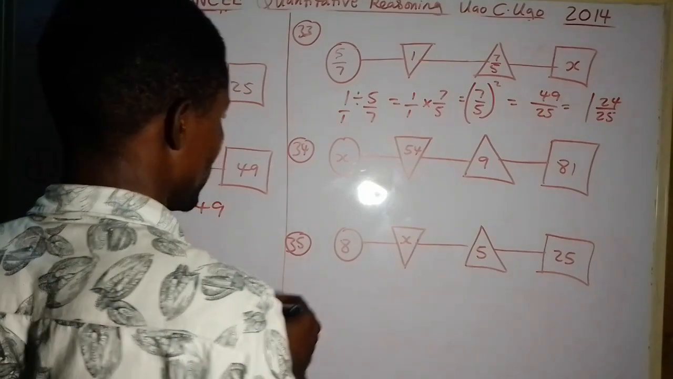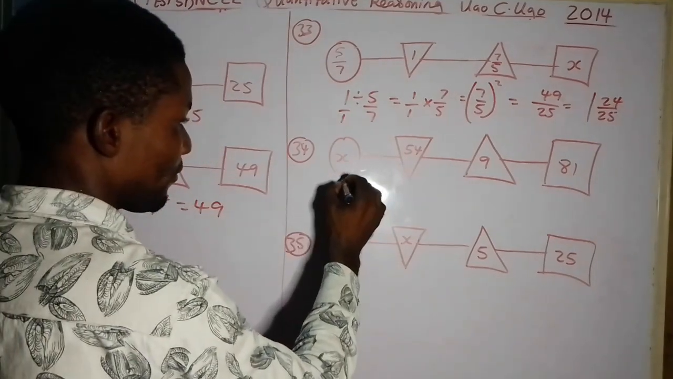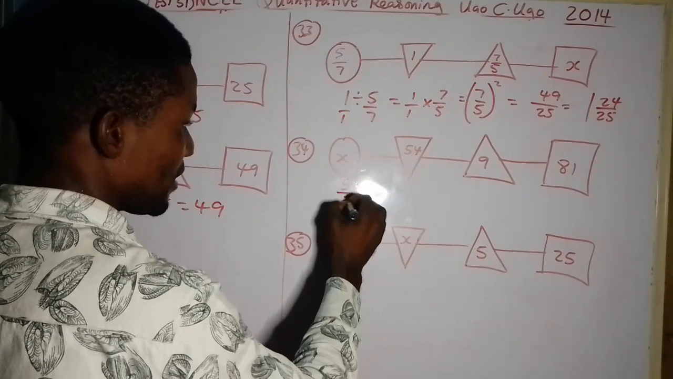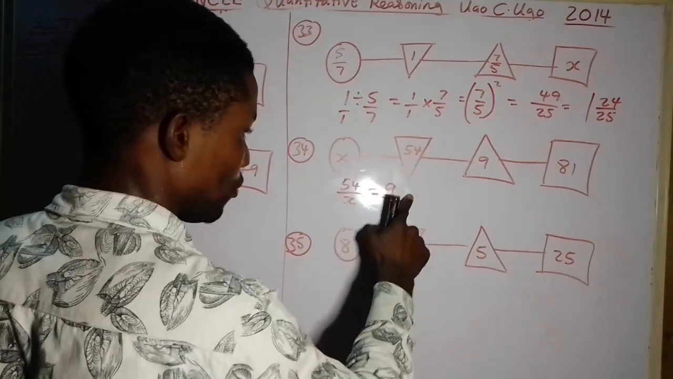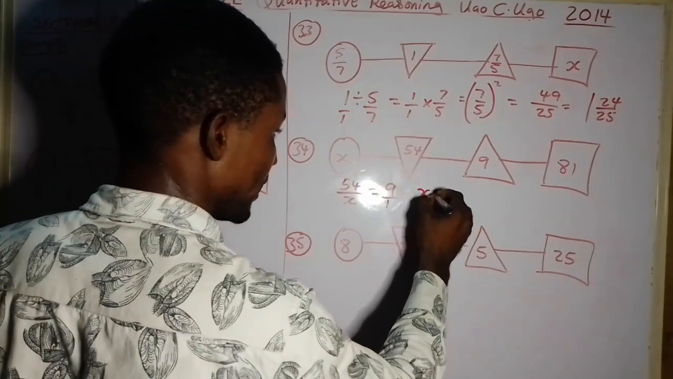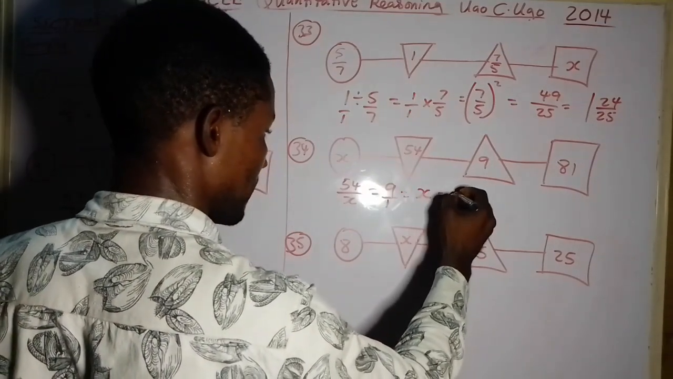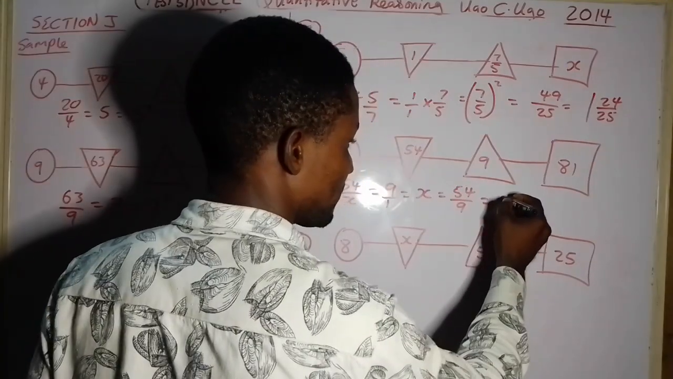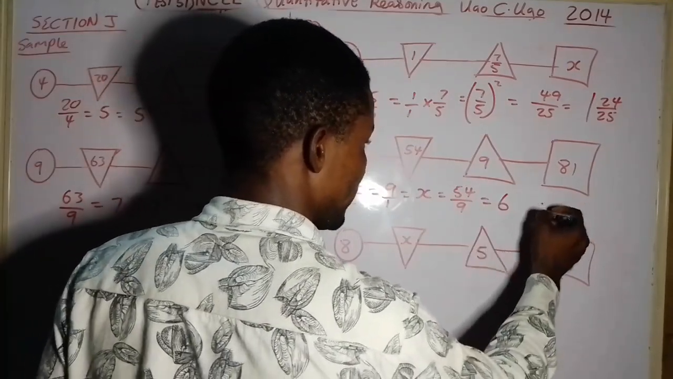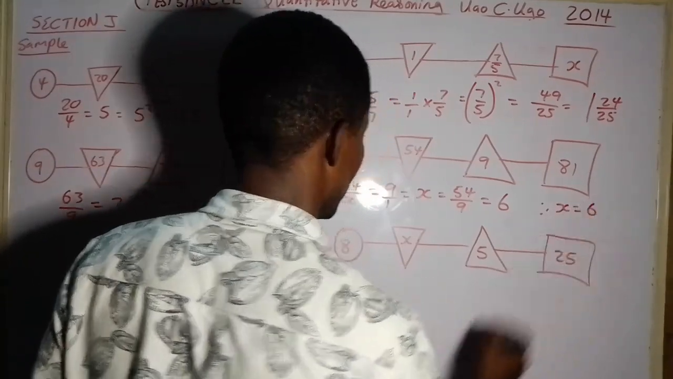Now, let's go for the next question. We say 54 divided by x equals 9. So what do we need to do? We say x will be equal to 54 divided by 9, and that will give us 6. So therefore, x equals what? To 6.